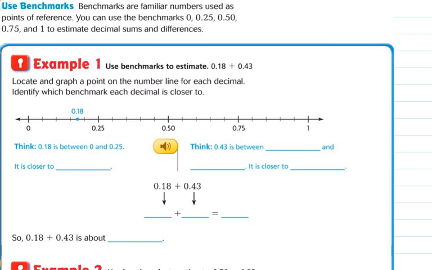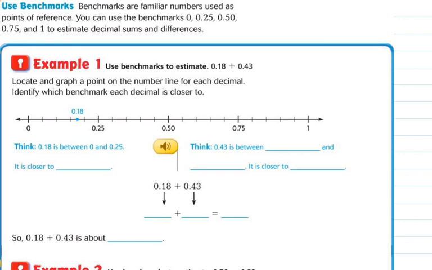So now, boys and girls, we are going to bring in that vocabulary word, which was benchmarks at the beginning in our vocabulary builder. Hopefully you still are going back and looking at those vocab words and you're regrouping them and putting them into your math vocabulary for chapter 3. So it says use benchmarks. Benchmarks are familiar numbers that are points of reference. You can use the benchmark 0, 25 hundredths, 50 hundredths, 75 hundredths, and 1 to estimate decimal sums and differences.